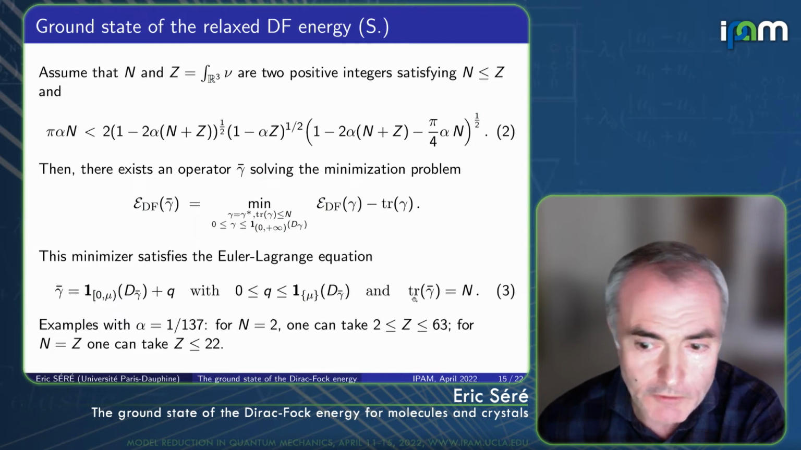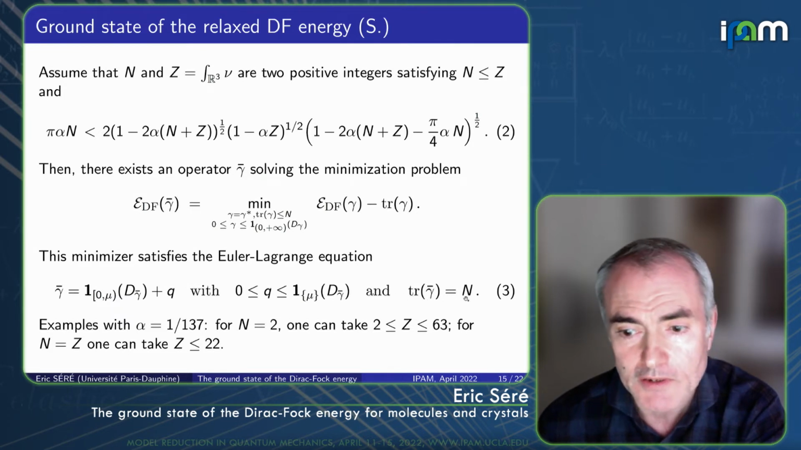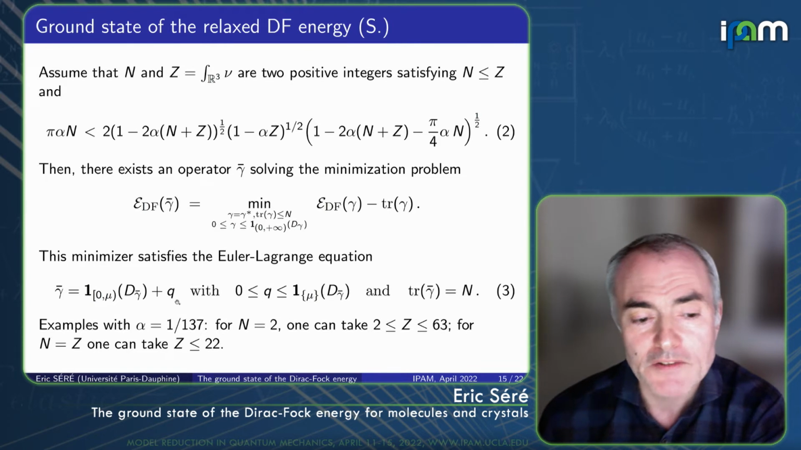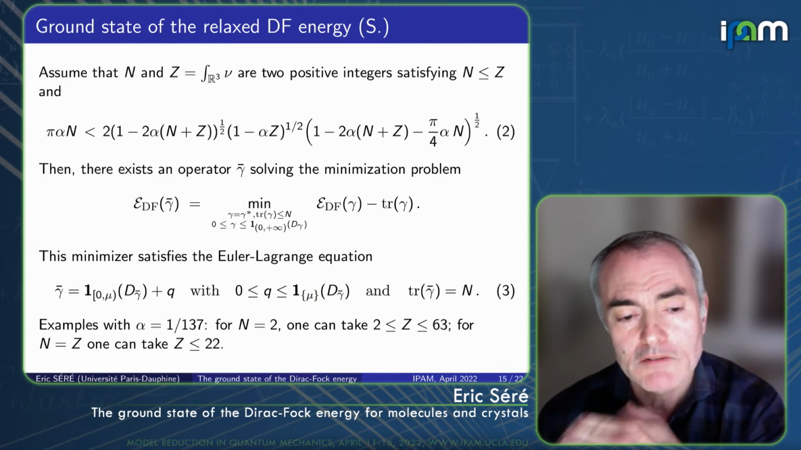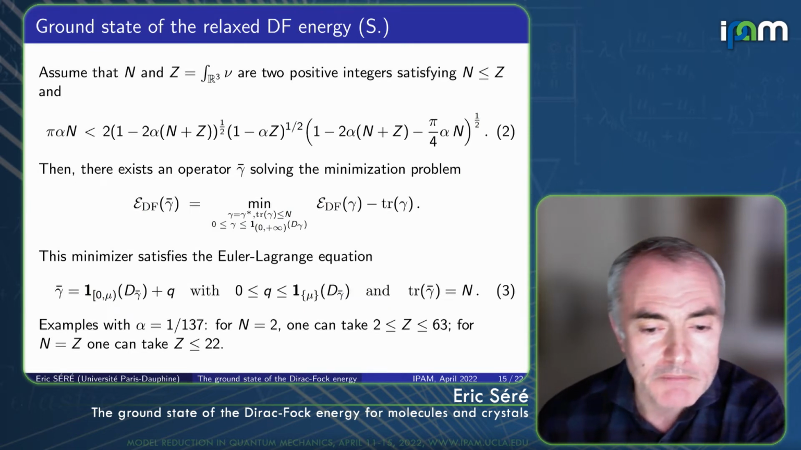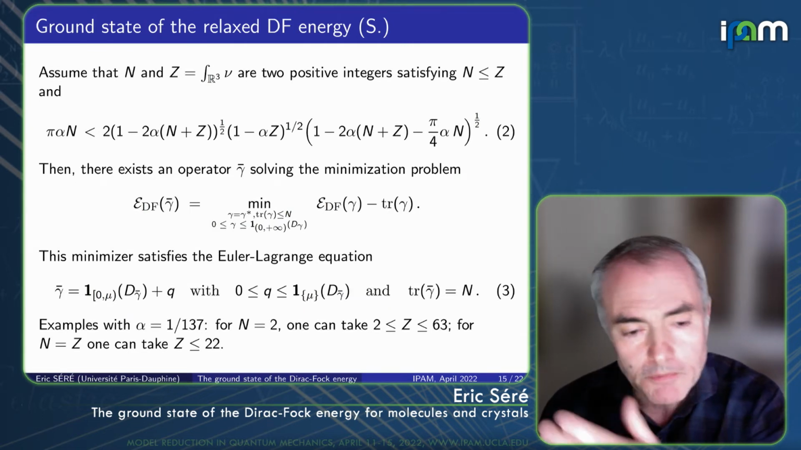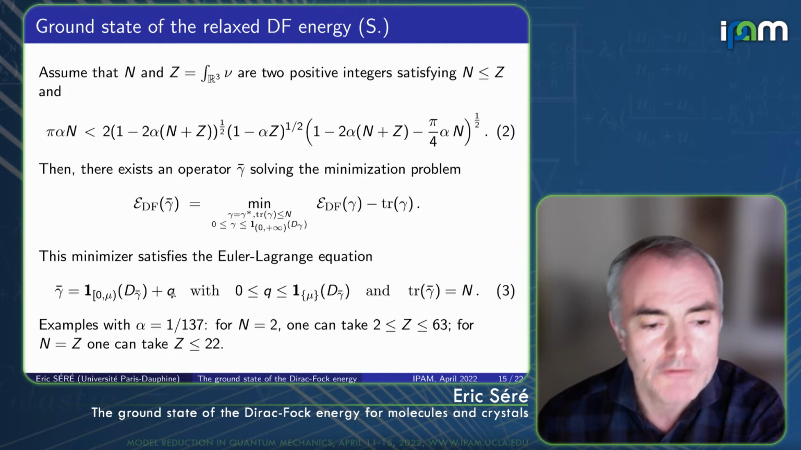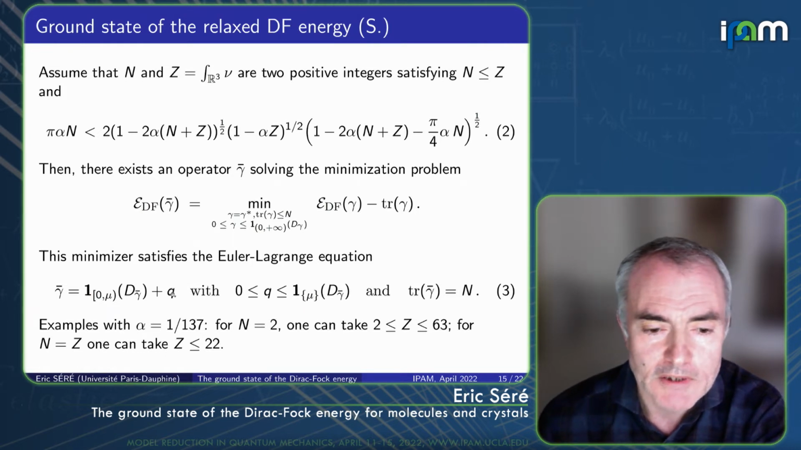And the trace of the minimizer is n. Okay, so this last thing, this Q here, means that when you look at the last level, so the last occupied level, maybe it's not completely occupied, maybe it's partially occupied, and so you have a statistical mixture of electronic states partially occupying it.